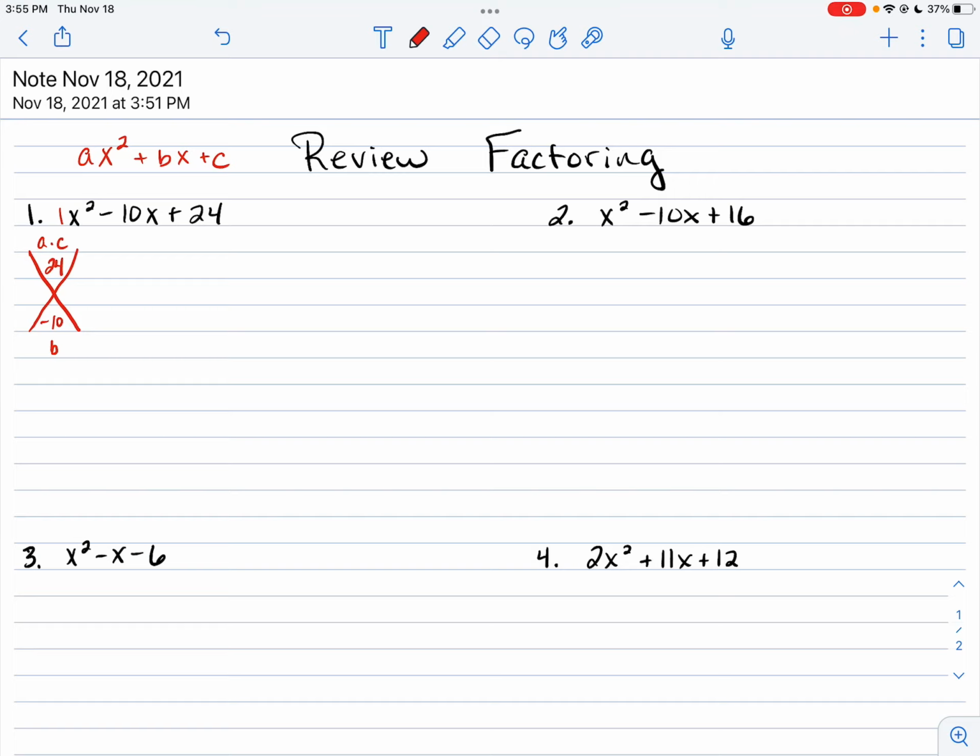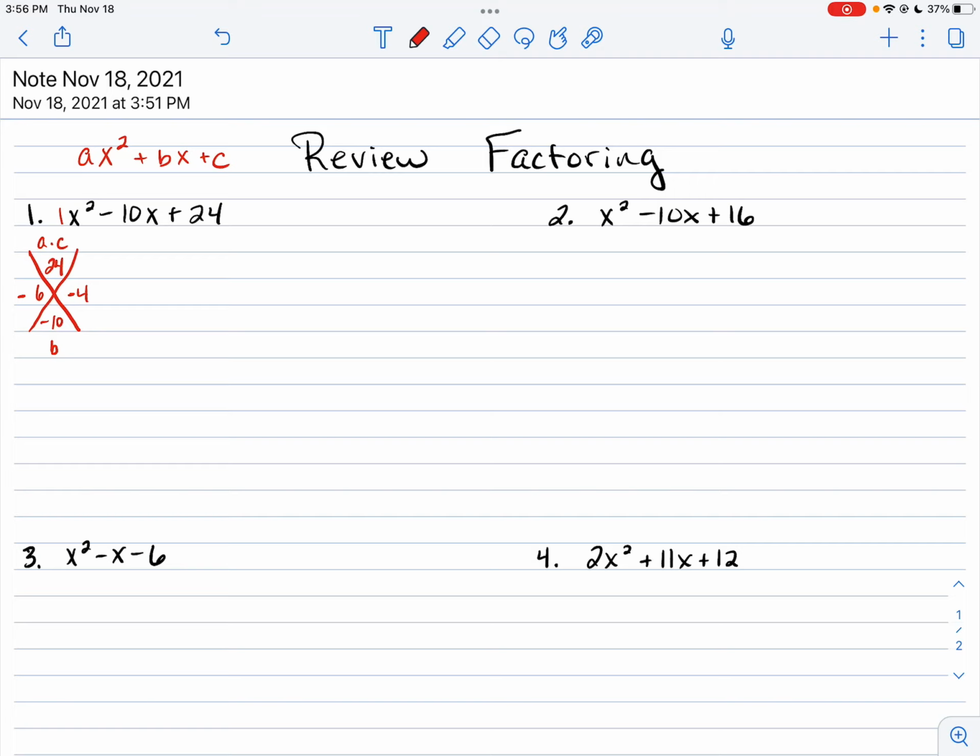So now I'm looking for two numbers that multiply to be a positive 24, but add to be a negative 10. Now the only way I can multiply two numbers and get a positive number is if they're both positive or both negative. So in our case here, since I want them to add to a negative 10, I know both of my numbers are going to be negative. And the only numbers that I can come up with that multiply to be 24 but add to be 10 are 6 and 4.